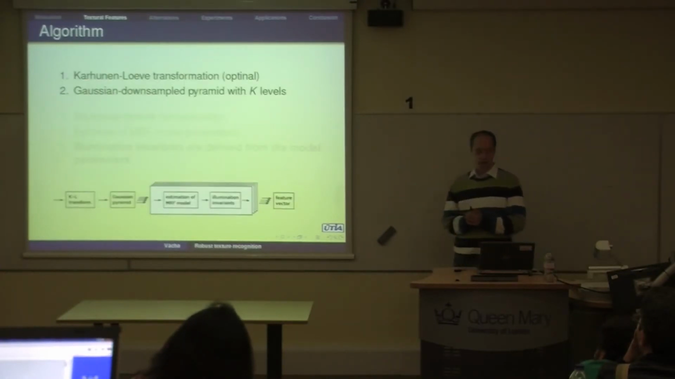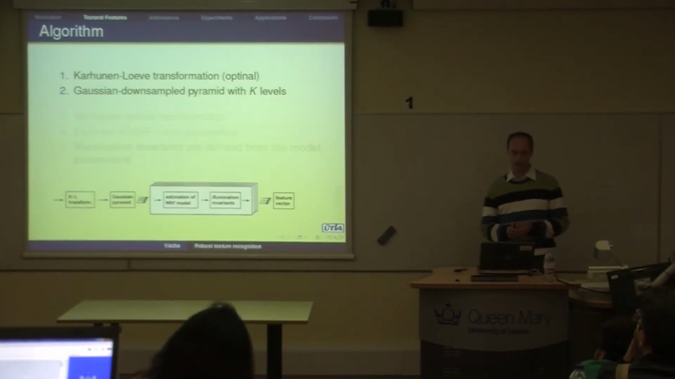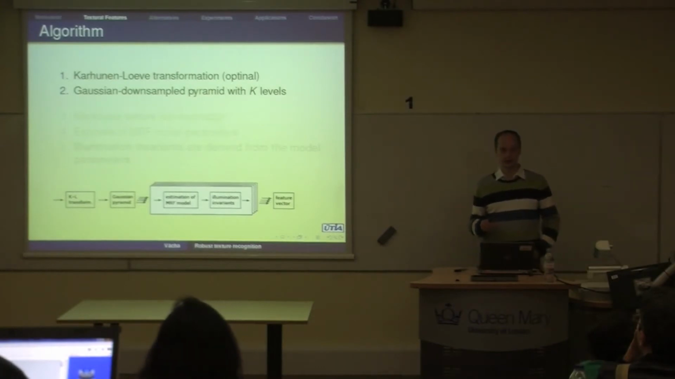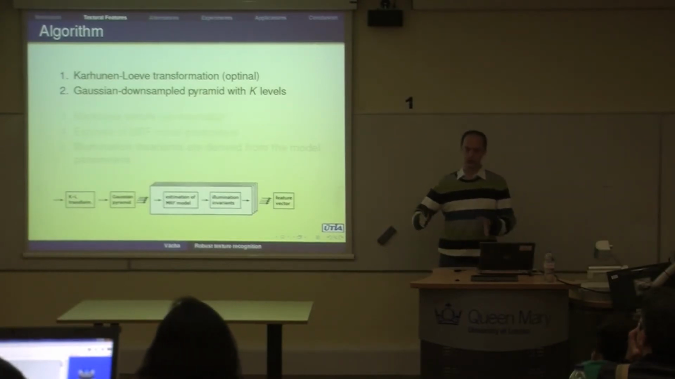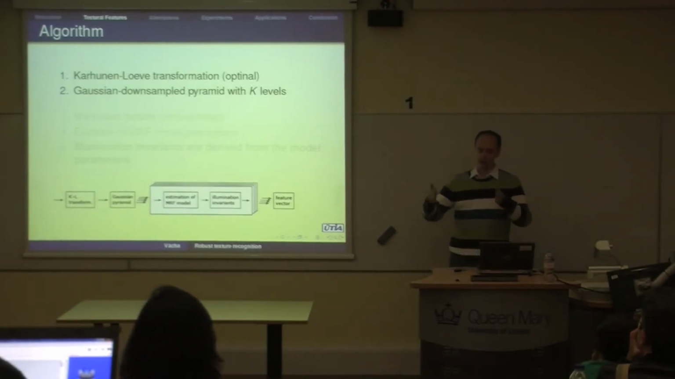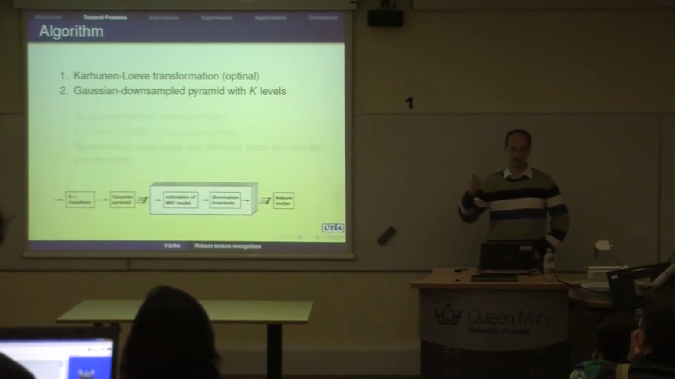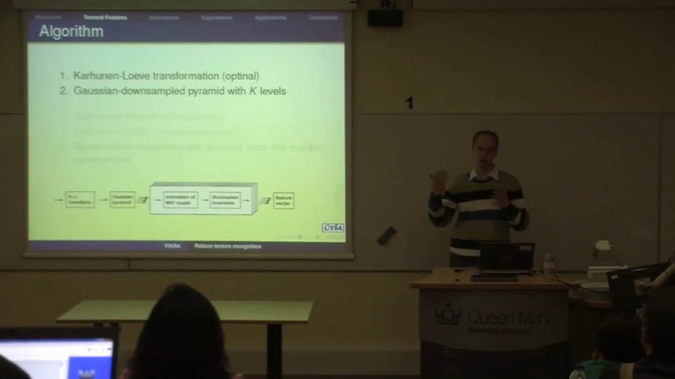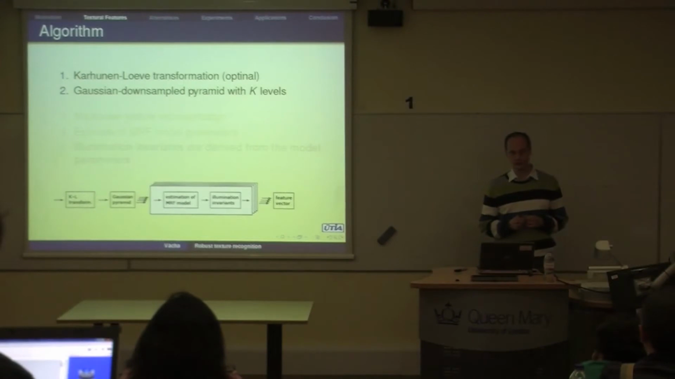So the outline of the algorithm is the following. We start with a Karhunen-Loeve transformation to decorrelate the spectral planes in the image. Sometimes this method is called principal component analysis. Then we build a Gaussian downsampled pyramid on the image. This is the pyramid where each higher level is a blurred and downsampled version of the lower levels. We use this pyramid to capture larger spatial relations in the texture.